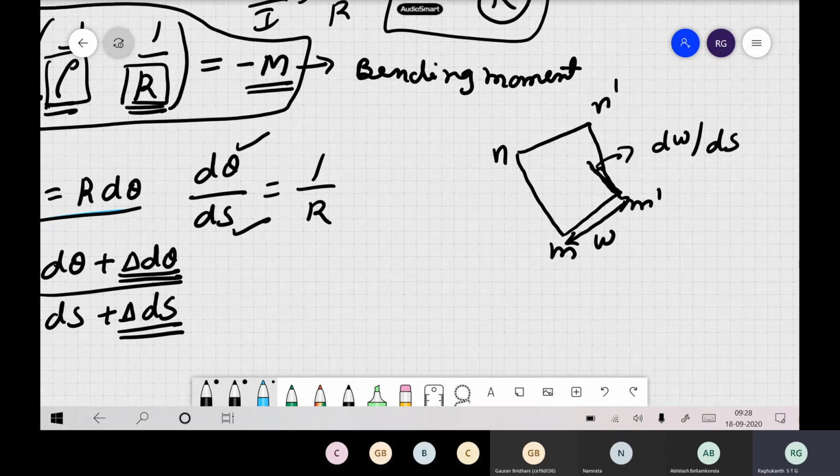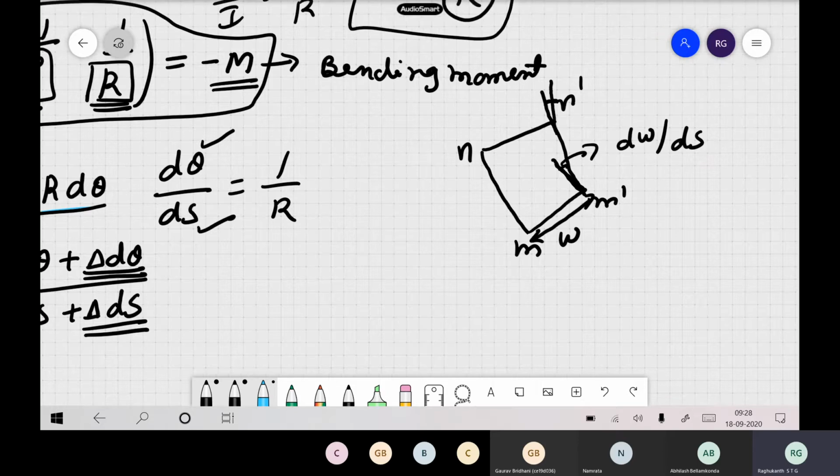Now what will be the angle at this place, at N1 dash? If I draw a tangent here, how do we find out this angle? Let us take the size of this element as some small ds. Here the angle is dw by ds, that is, f of x is dw by ds. Now I want to find out f of x plus h, so you have to expand in terms of Taylor series.